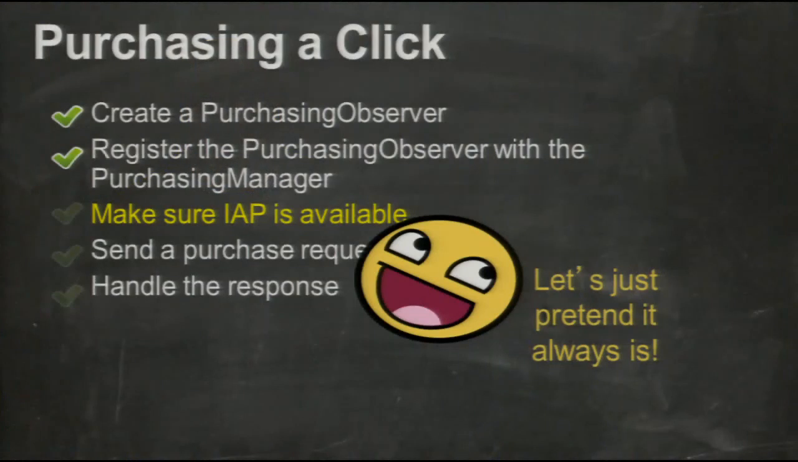Okay. So the next thing we're going to do is we're going to make sure IAP is available, and let's just pretend it always is available. Now it's not always available. So really, what we do in this case is if the user tries to make a purchase and in-app purchasing is not available, which basically means that the Amazon App Store is not installed, we will present a dialog box and ask the user if they would like to install the Amazon App Store. So in cases where it's not installed, we give the user an opportunity to correct that.